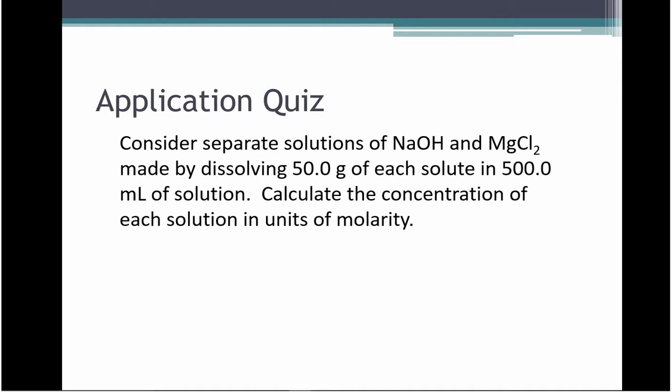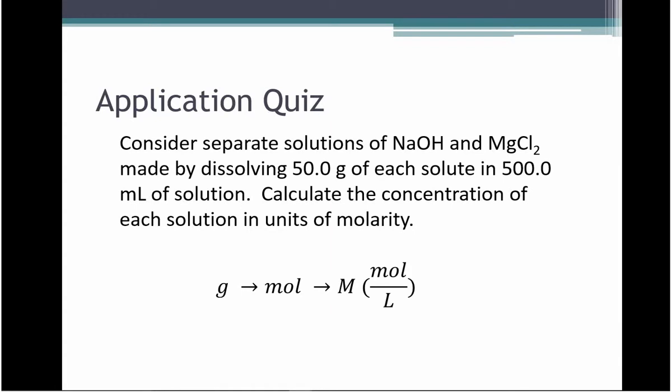Now, in terms of how complicated this can get, this is about the longest question I could give, and it would only be for one solution, not for two. Can you dissolve, you measure out grams in lab, you measure out 50 grams of NaOH and 50 grams of MgCl2, and you put it in 500 milliliters of solution. Calculate the concentration of each solution in terms of molarity.